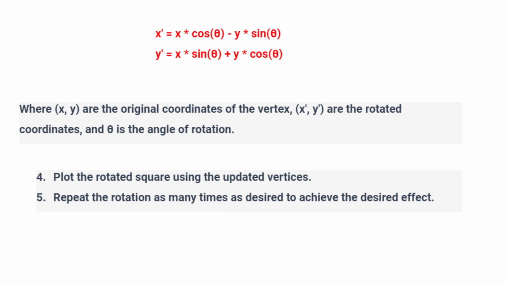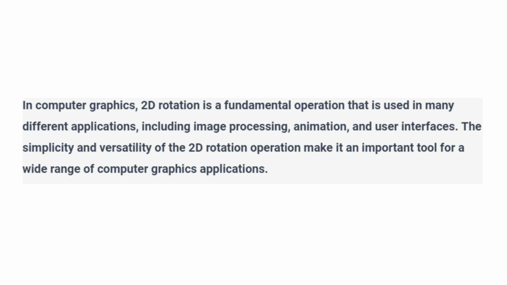Repeat the rotation as many times as desired to achieve the desired effect. In computer graphics, 2D rotation is a fundamental operation that is used in many different applications, including image processing, animation, and user interfaces. The simplicity and versatility of the 2D rotation operation make it an important tool for a wide range of computer graphics applications.